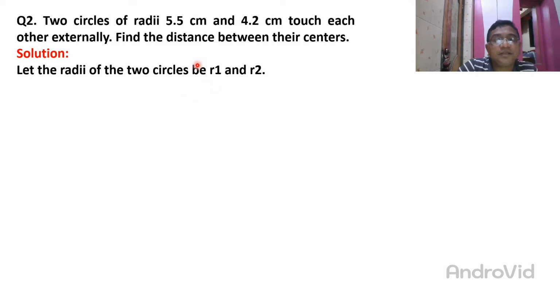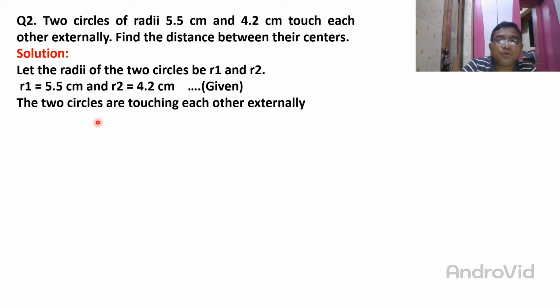R1 and R2 are the radii of the two circles. R1 is the radius of the first circle, 5.5 centimeter, and R2 is the radius of the second circle, 4.2 centimeter. We want to find the distance D, where R1 is 5.5 centimeter and R2 is 4.2 centimeter.